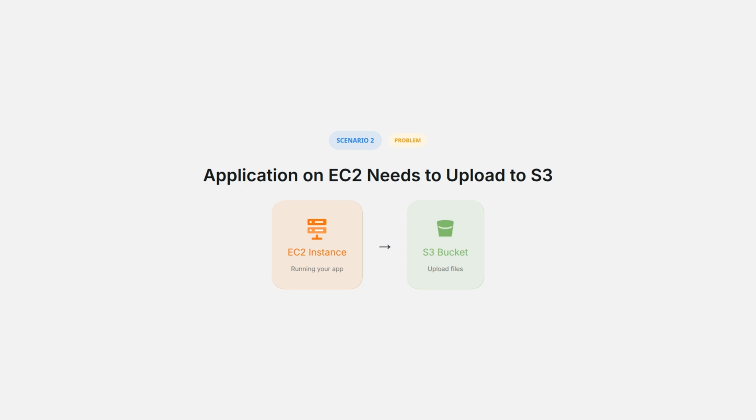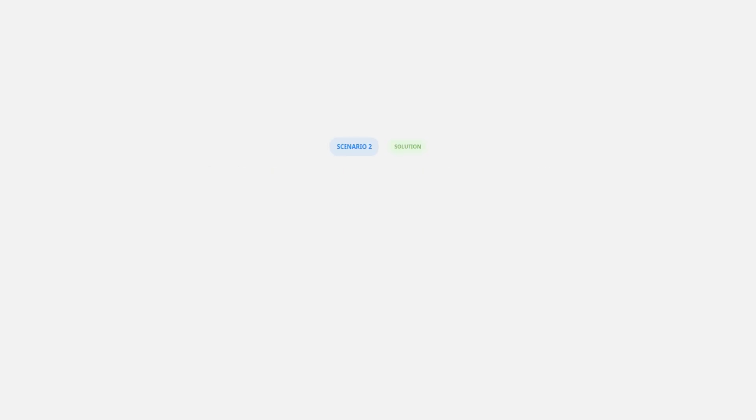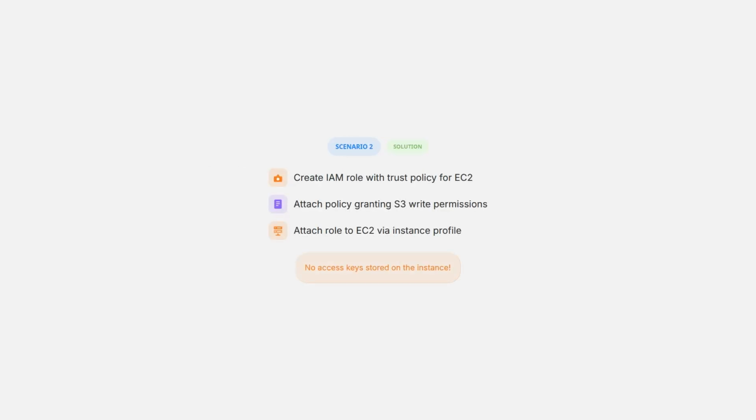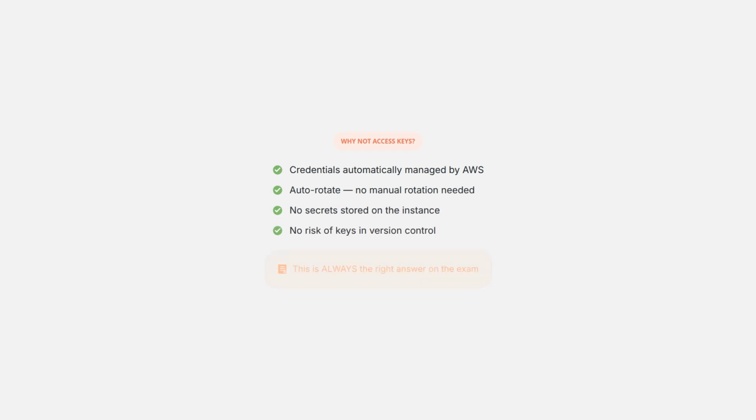Scenario 2. An application running on EC2 needs to upload files to S3. Solution: create an IAM role with a trust policy allowing EC2 to assume it. Attach a policy granting S3 write permissions. Then attach that role to the EC2 instance using an instance profile. Why not access keys? With a role, credentials are automatically managed and rotated by AWS. No secrets stored on the instance. No risk of keys being committed to version control. This is always the right answer on the exam.